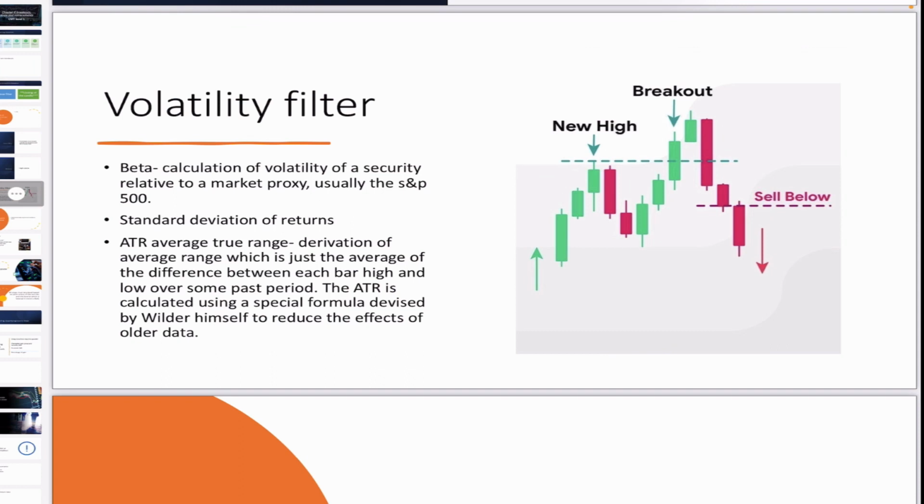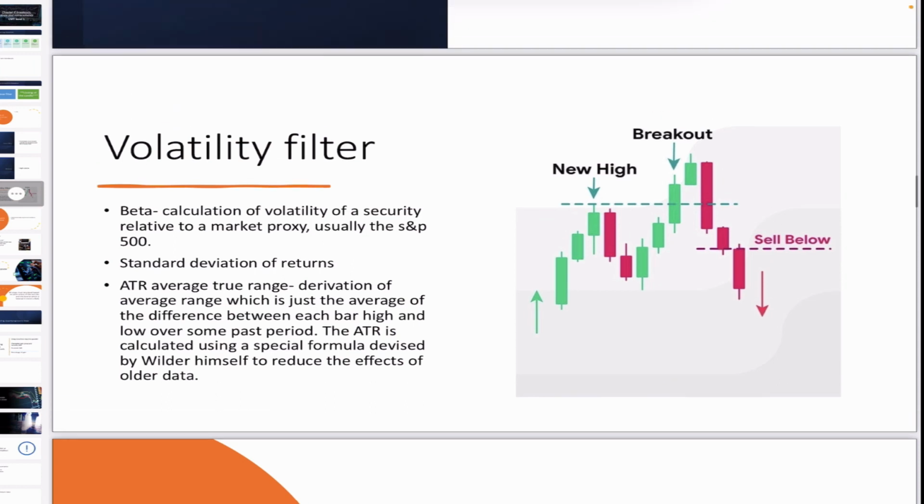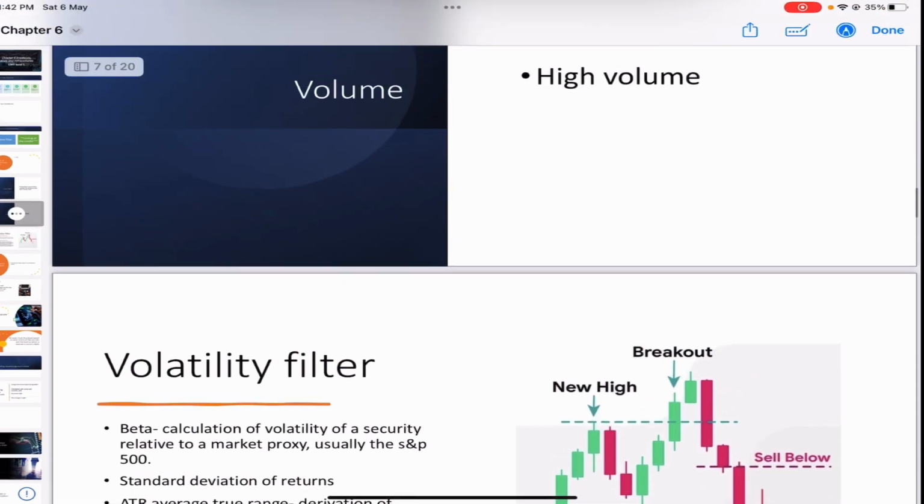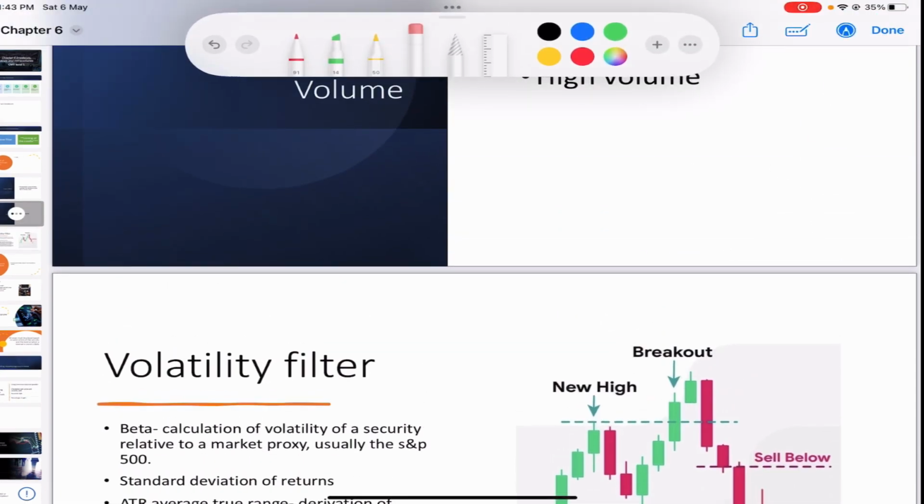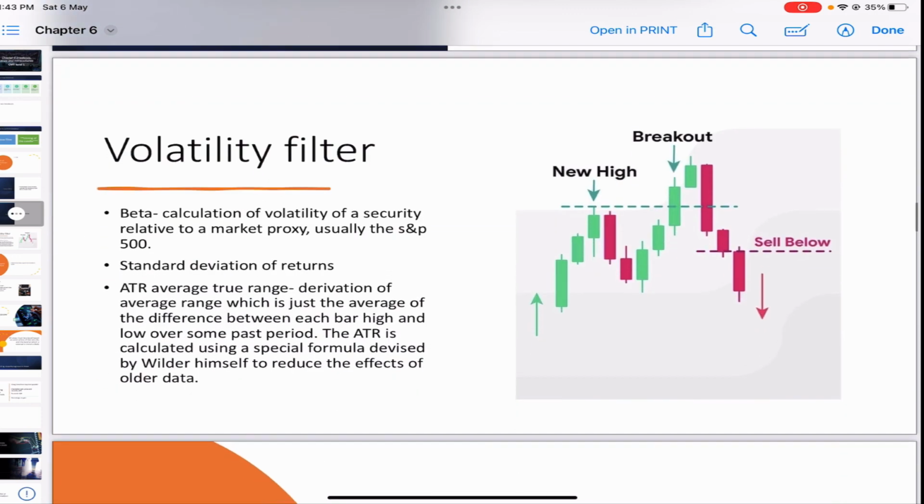The ATR is calculated using a special formula, and again it was devised by Wilder. So all of these important formulas are more or less determined by Wilder himself, so keep that in mind. And Wilder himself designed it to reduce the effects of older data. The ATR is an average of the true range of each bar. It includes whatever effect a price gap between bars might have on the security's volatility.